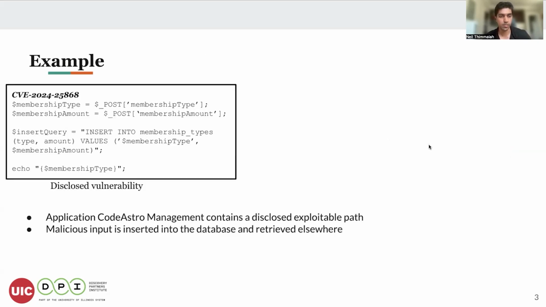Here we have a CVE which was inspired by the application Code Astro Management, and this CVE contains a disclosed exploitable path as shown in the code of the application here, where we can see that two sources are present, which can be infiltrated with malicious inputs, which are then sent to the database as shown by the query here, and then retrieved and executed elsewhere in the application as shown by the sink present over here.